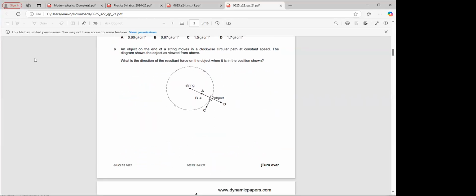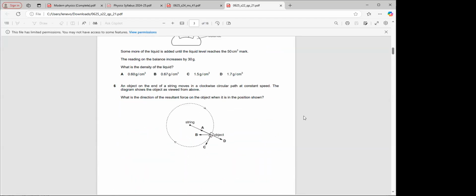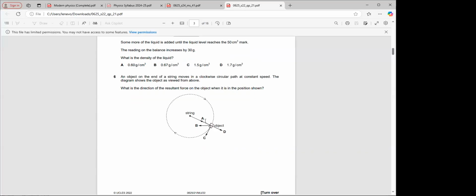An object on the end of a string moves in a clockwise circular path at constant speed. What is the direction of the resultant force in this position? Options must be there, no? Yes, it's there now. You can see A, B, C, D. So you just had to take it from here. Means A only. So an object on the end of a string moves in a clockwise path. What is the direction of resultant force on the object when it is positioned as shown?